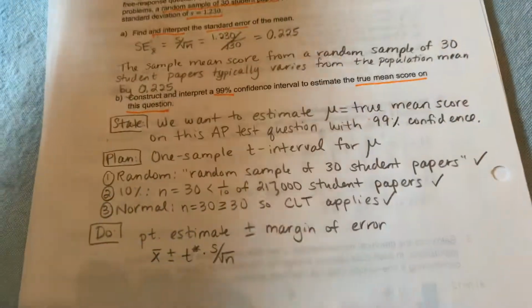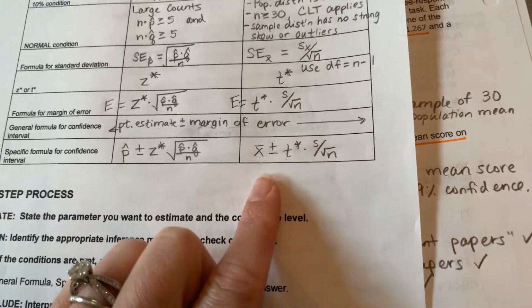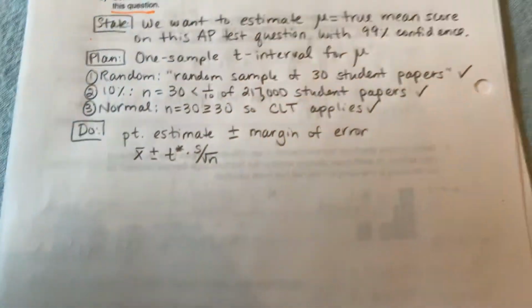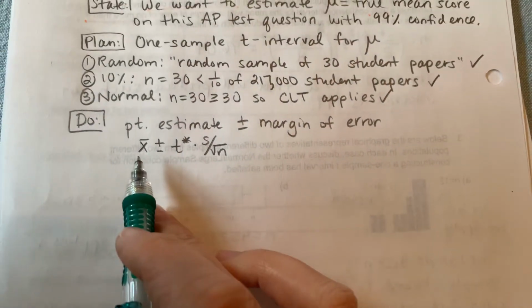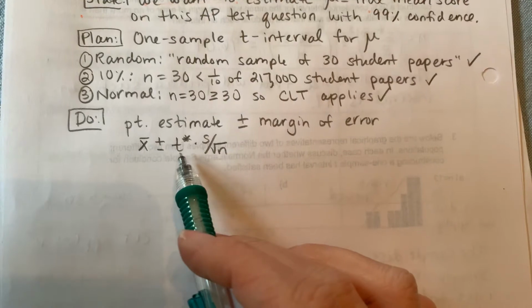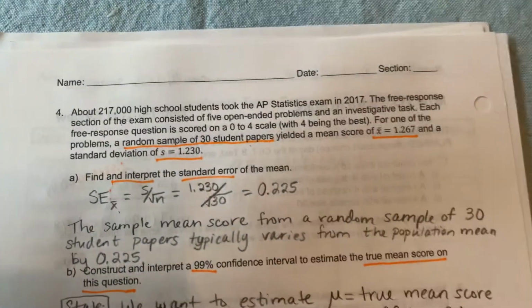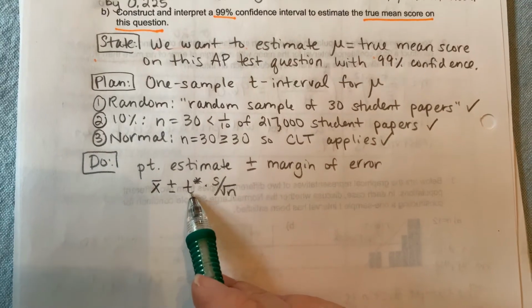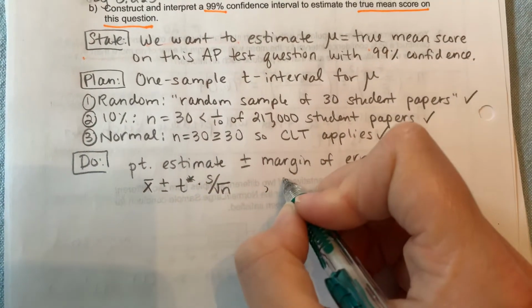Okay, let's check that on our formula sheet. The specific formula for means is x bar plus or minus t star times s divided by the square root of n. We got it right. So let's see, I know x bar, that was given to me in the problem. It's 1.267. I know s, that again was given to me in the problem, 1.23, and I know n, that's 30. What I don't know yet is t star.